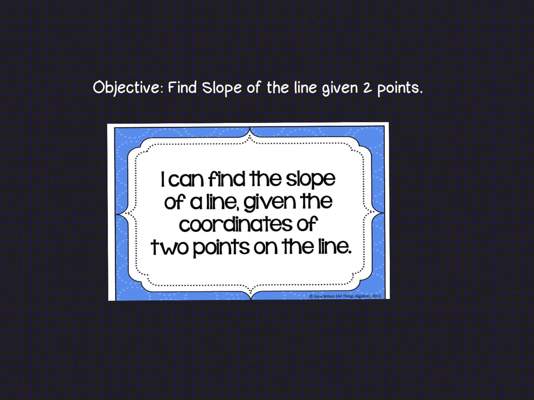Okay, so the objective of this lesson is to find the slope of a line given 2 points or 2 coordinates. When you are done, you should be able to say, I can find the slope of a line given the coordinates of 2 points on any line.